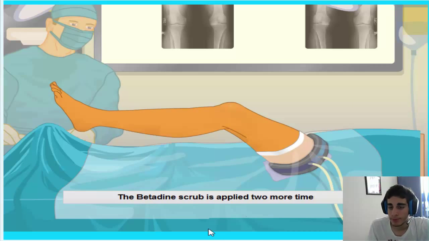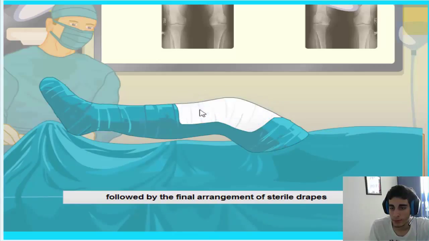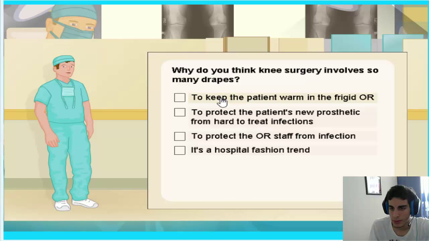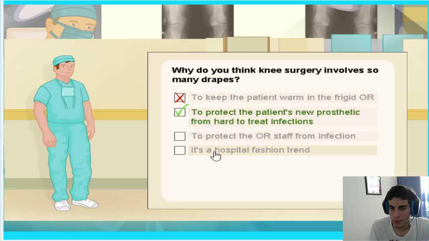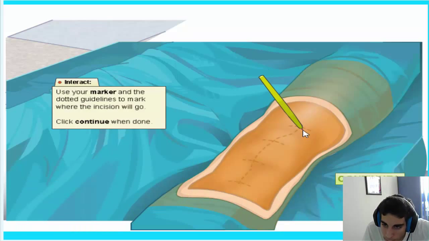Betadine scrub is applied 2 more times, followed by the final arrangement of sterile drapes. Why do you think knee surgery involves so many drapes? Use the sterile marker to draw the location for our incision, and don't forget to mark the perpendicular lines too.